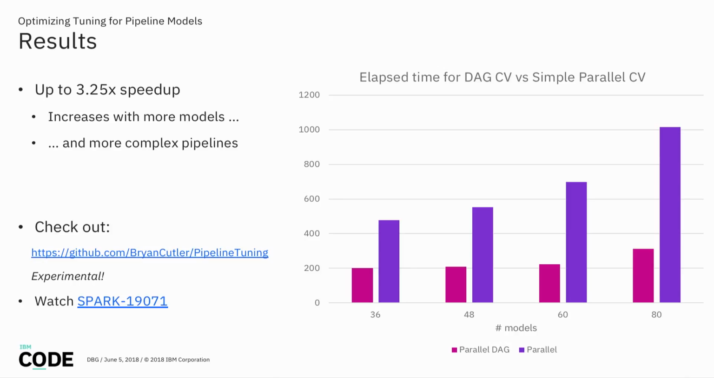And we noticed that as our grid increased and we added more and more models to be evaluated, the speed up increased. So this actually gets better the more complex your pipeline gets. You can check out this work with the following link. It's still in an experimental stage, so not quite ready for production. But if you're interested in this, check out the JIRA that's at Spark 19071, and help comment and push that through.